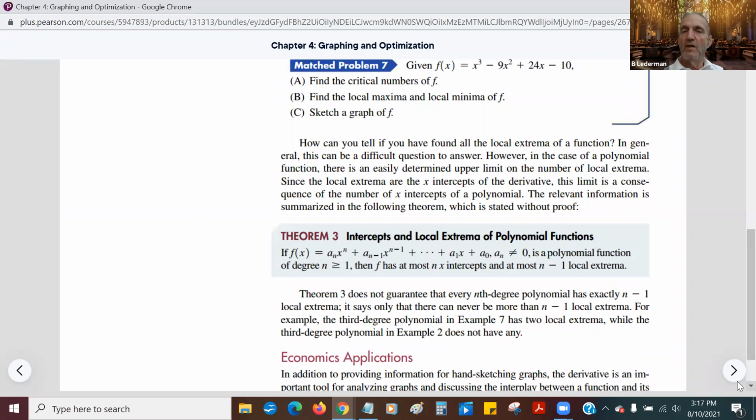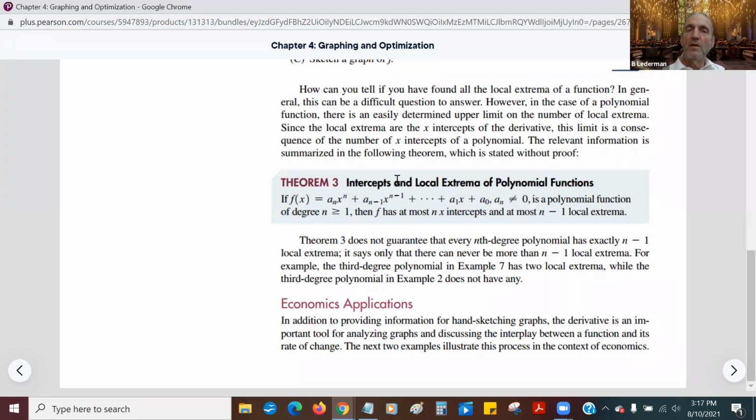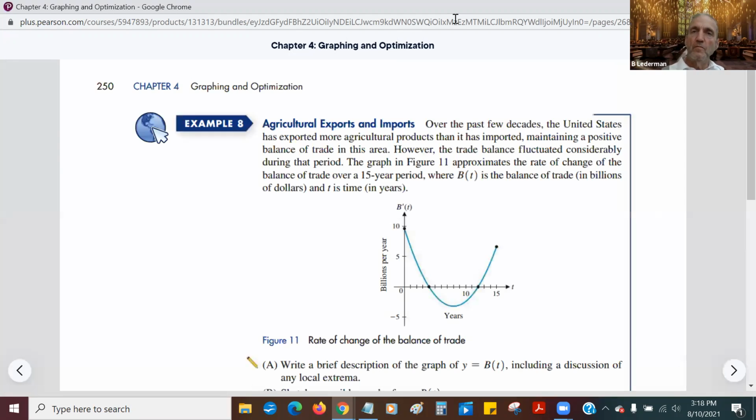So now we have theorem 3, intercepts and local extrema of a polynomial function. If we have an nth degree polynomial, a_n x to the n, and so on and so forth, a polynomial function of degree n where n is greater than or equal to 1, then f has at most n x-intercepts and at most n minus 1 local extrema. That's a very famous theorem. You might have seen this also in college algebra.